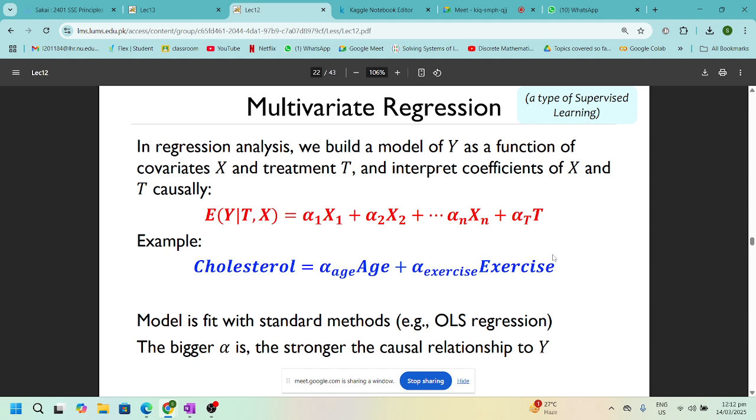जो मैंने अभी equation बताई है, that is for simple linear regression. Multivariate regression में you are expressing one variable y, which is your outcome variable, in terms of multiple variables. So आपके पास multiple coefficients आ गए हैं, alpha 1 से लेके alpha n तक, and then alpha t is the coefficient of the treatment essentially. And you also add a constant term, which is the intercept to your regression equation.